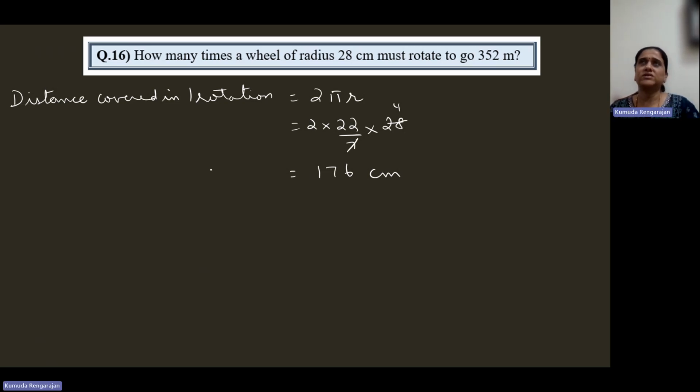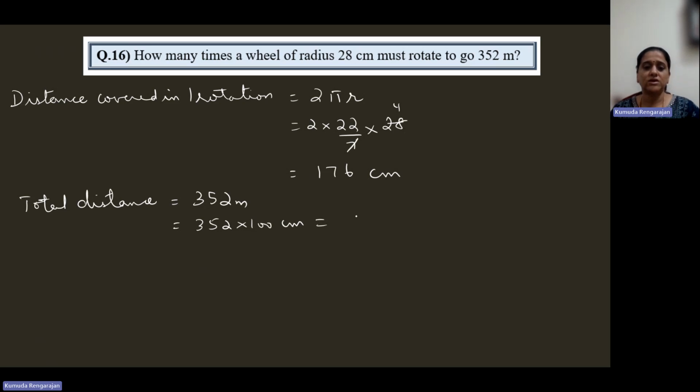All right. Now, what's the next thing in the formula? Number of rotations. That only we have to find. Then next thing in the formula, total distance covered. That we can write. Total distance is equal to 352 meters. But 352 into 100 centimeters, which is 35200 centimeter. Okay, correct?